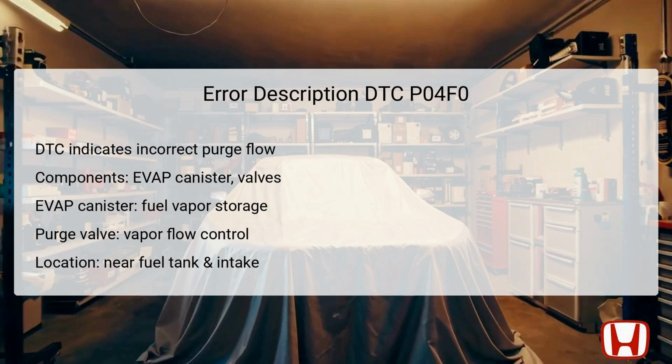The proper operation of these components is crucial for compliance with environmental regulations and ensures that the engine runs efficiently without unburned fuel vapors contributing to pollution. The EVAP canister is generally found near the vehicle's fuel tank, while the purge valve is strategically located between the canister and the engine's intake system, leading to various potential failure points, including blockages or leaks in related hoses.